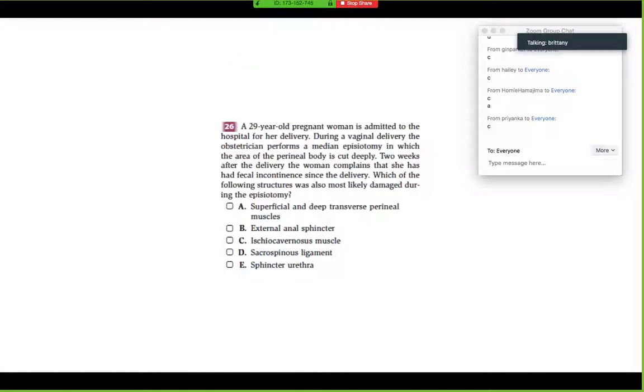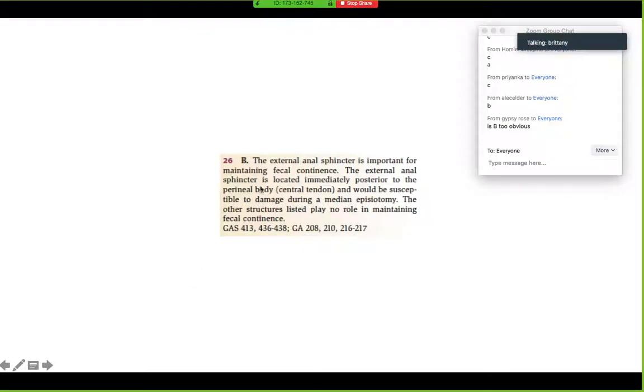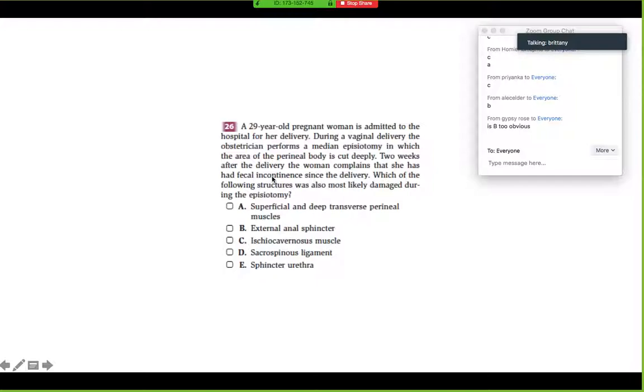And yeah, so think about, no, it's not too obvious. I think the tendency might be that, oh, I'm going to write this question off because I don't know anything about episiotomies, but just think about her. What symptoms does she have? So yeah, B is the correct answer. External anal sphincter, because she complained of incontinence.